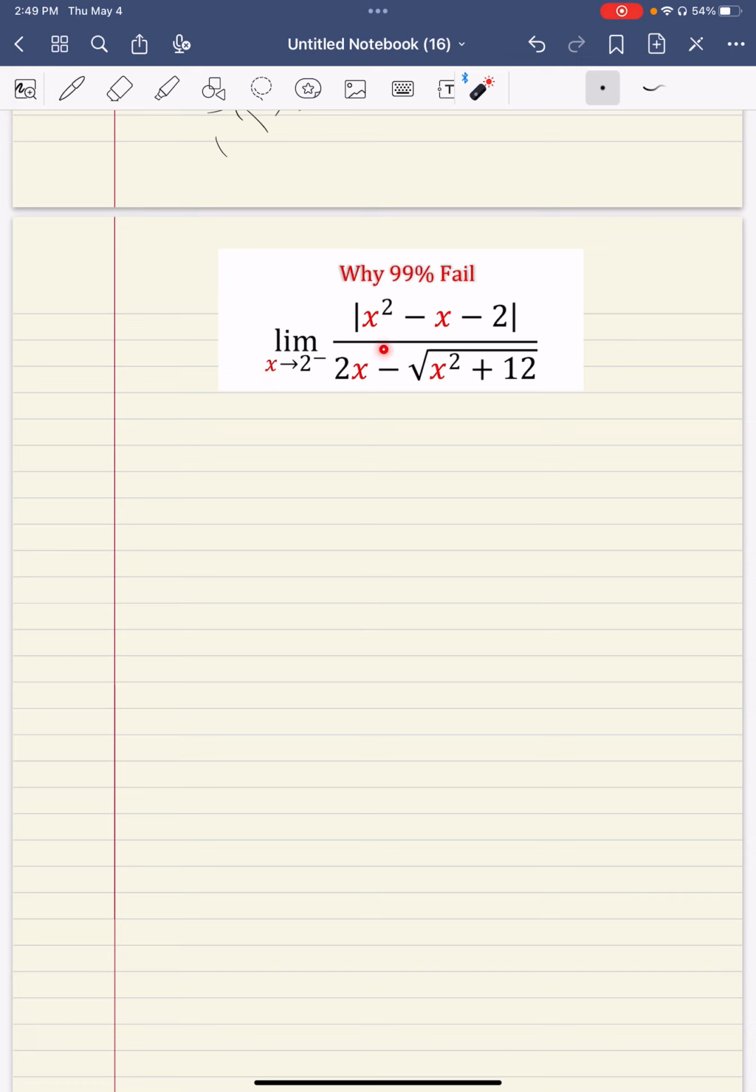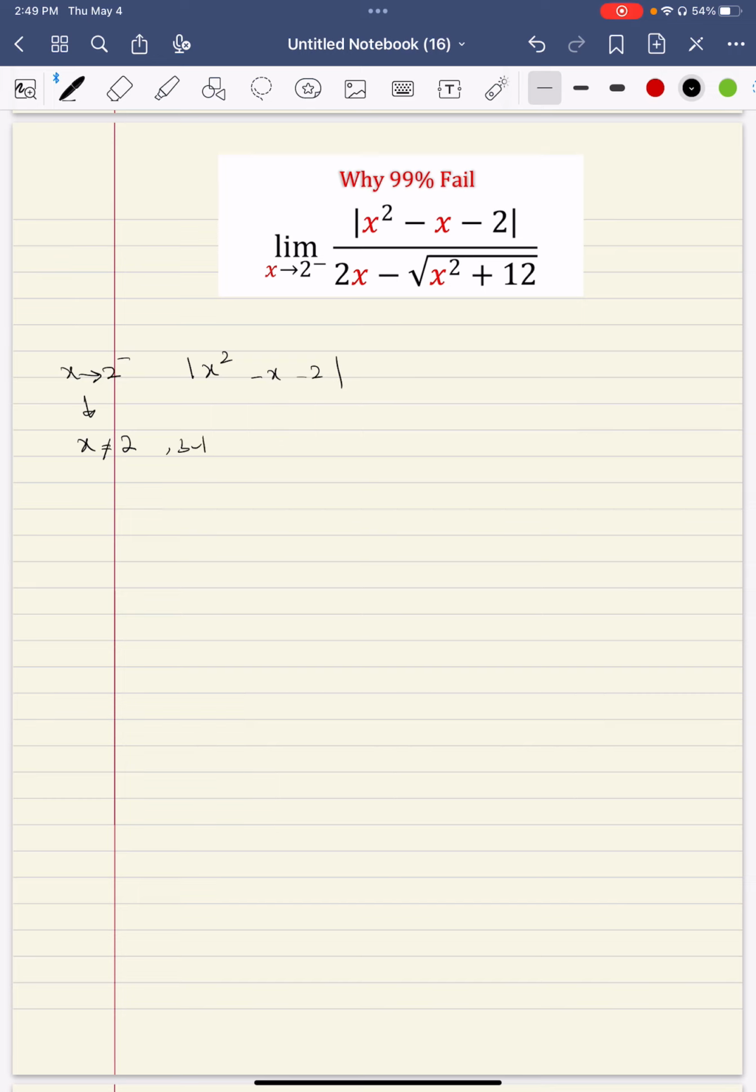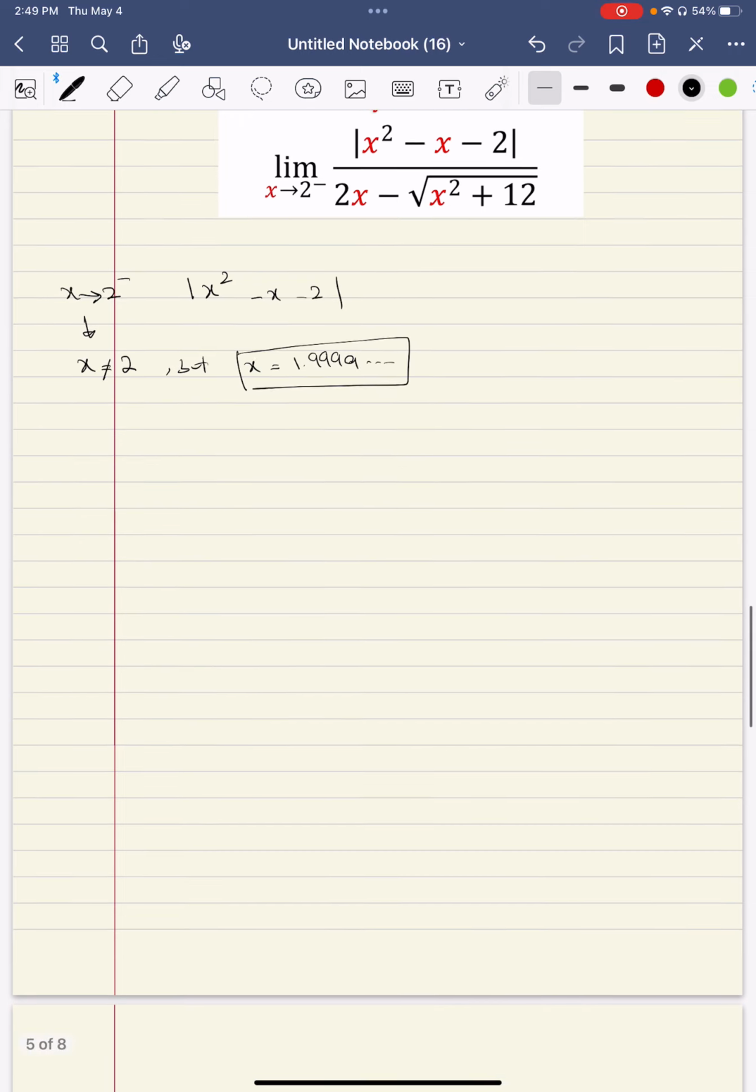So first of all, we should take care of the absolute value. We do not like to see absolute values in our functions, in our limits. We should take a look at the absolute value as the very first thing that we are going to do. So our x is approaching 2 from the left-hand side. So it means that our x is not equal to 2, but it is something like 1.9999, right? So it's a little bit less than 2.